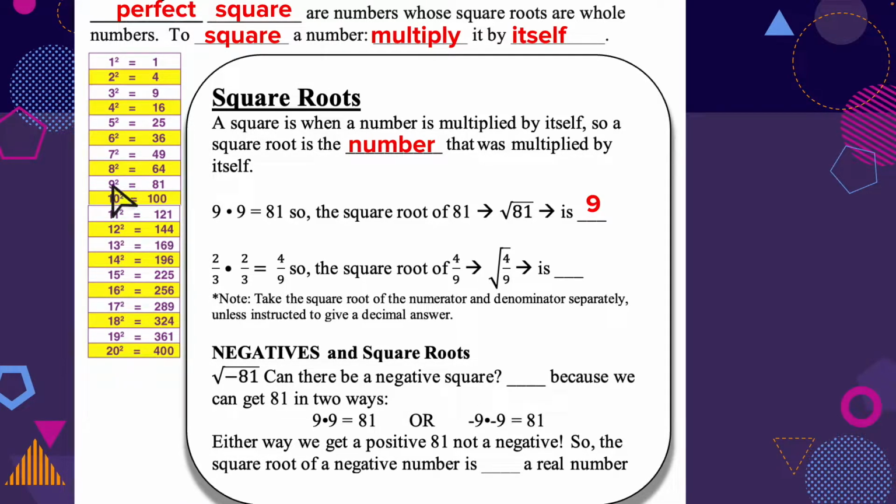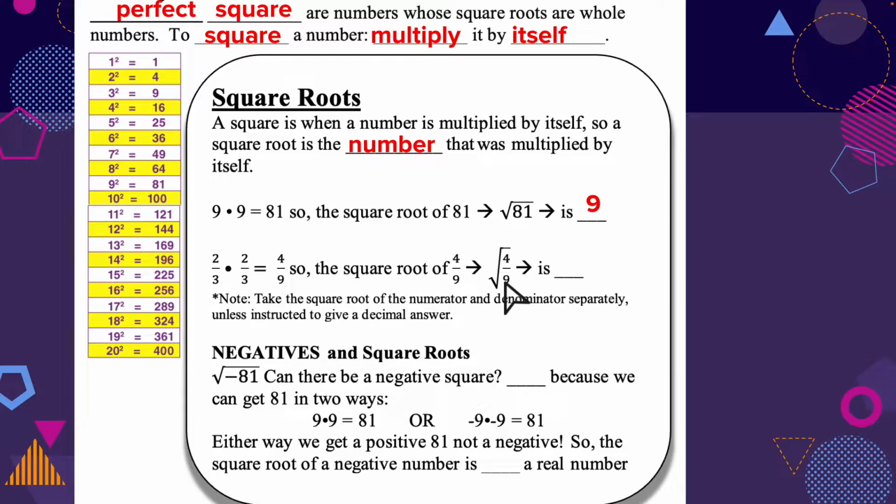And then when we're doing a fraction, you do the top and the bottom separately. So I have 2/3 times 2/3 equals 4/9. So this is squaring it. So the square root of 4/9, if I were to have a problem like that, I'd have the square root over the whole fraction, and I'm going to take the square root of 4 and the square root of 9. Don't do 4 divided by 9 and take the square root. That's not what Alex wants to see right now.